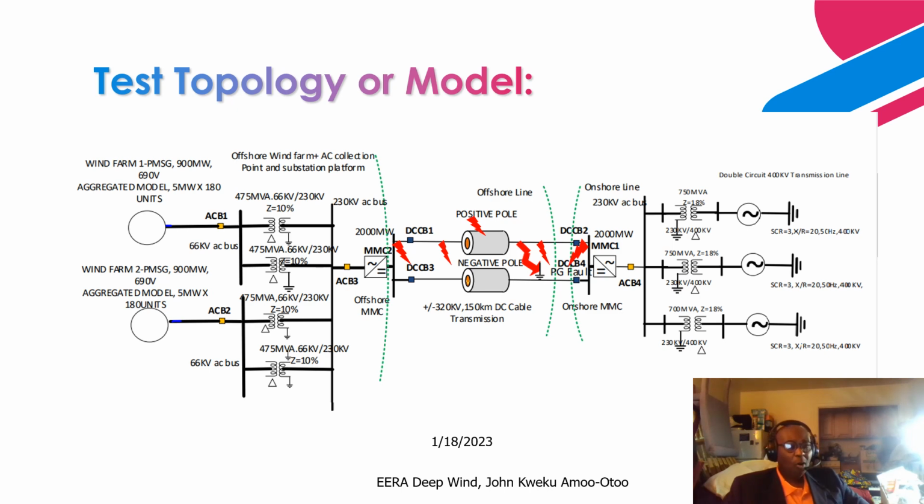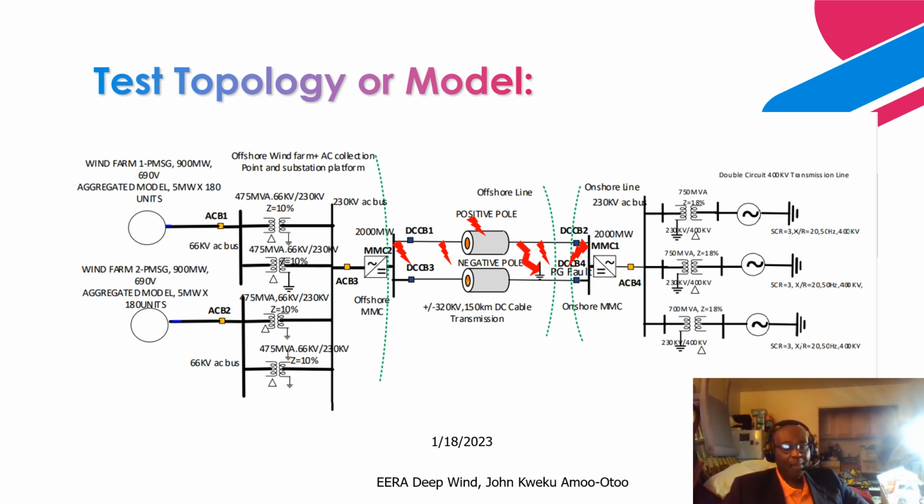The modeling for the wind turbine in the aggregated model was the average model. So from the 66 kV AC bus, the cable connects to the step-up transformer that steps the voltage from 66 kV to 230 kV transmission level. There are two of them in parallel. The cable was modeled in coupled pipe configuration because of the short distance.